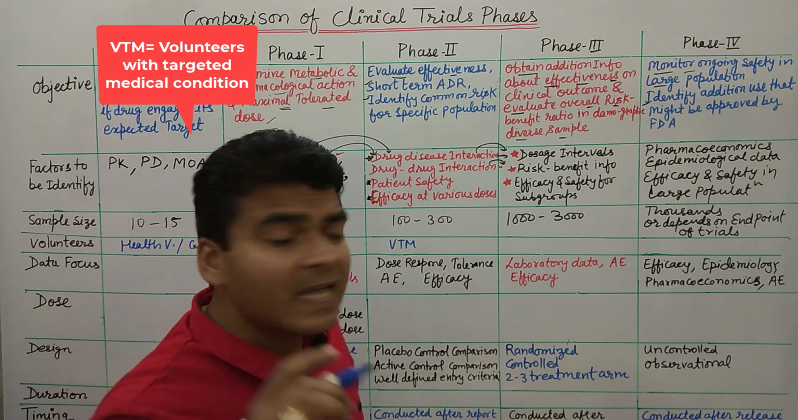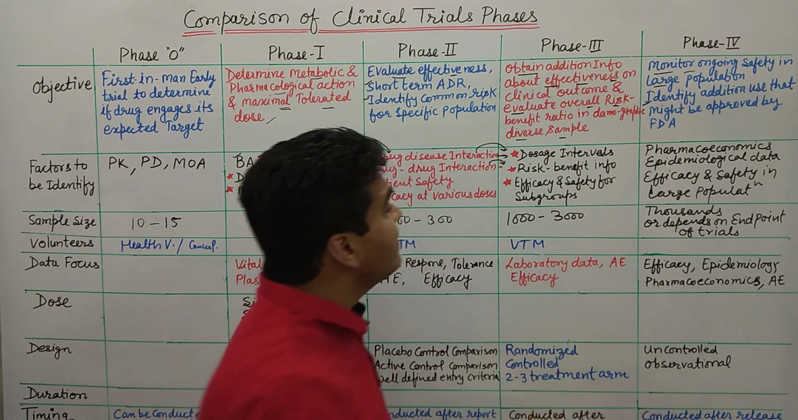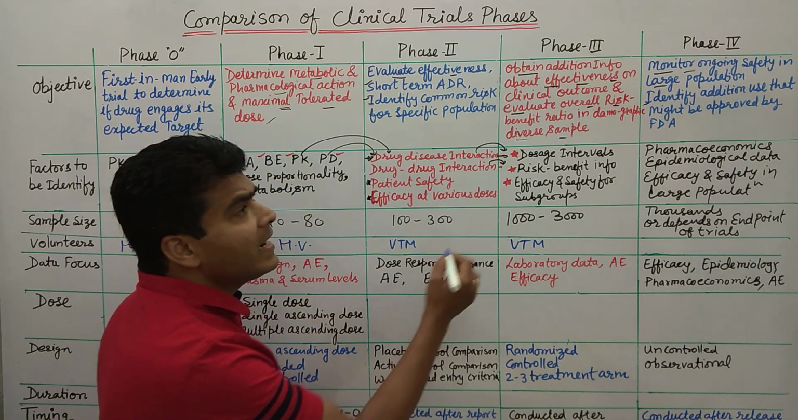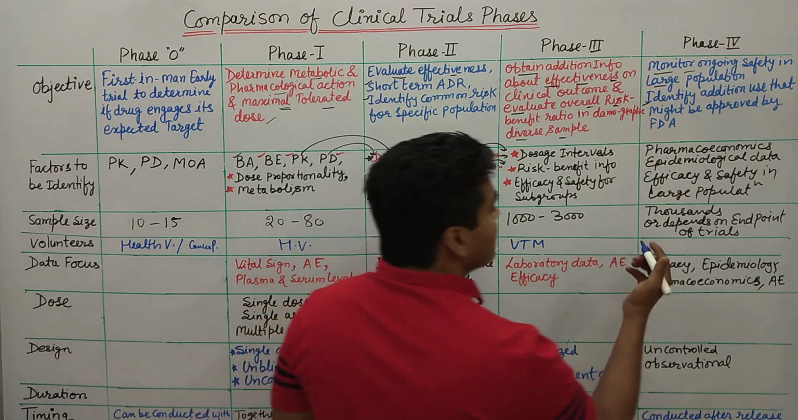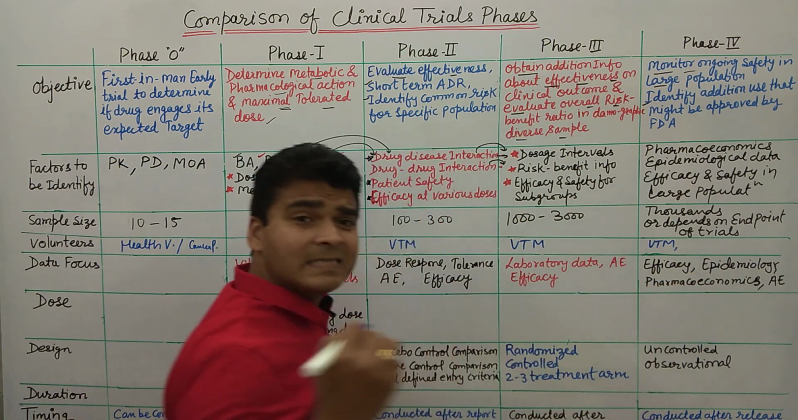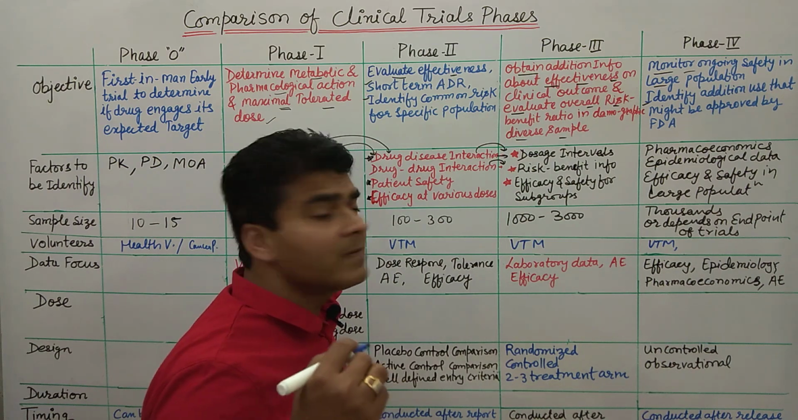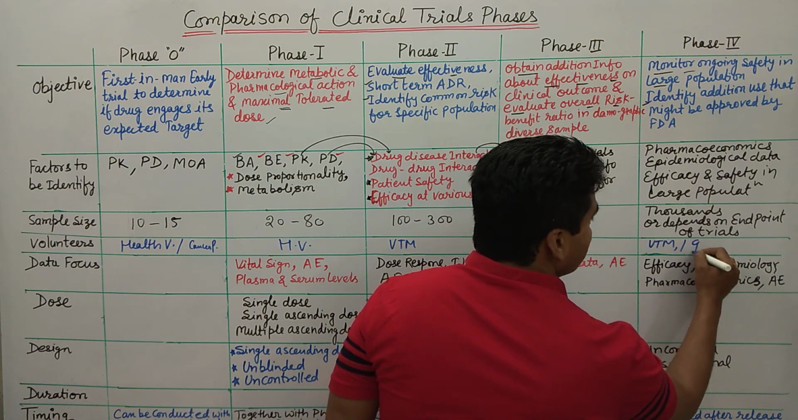And in phase 3 again we are taking VTM, meaning volunteers with targeted medical condition. And in phase 4 this is again VTM, or depending on the trial, because sometimes we are doing a study that is gender specific, okay.